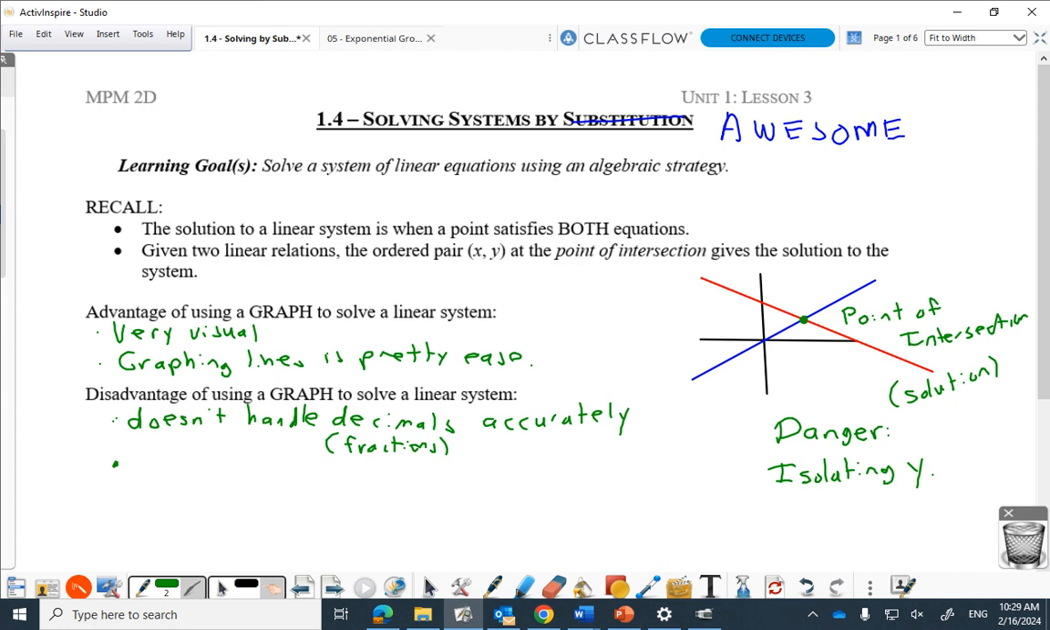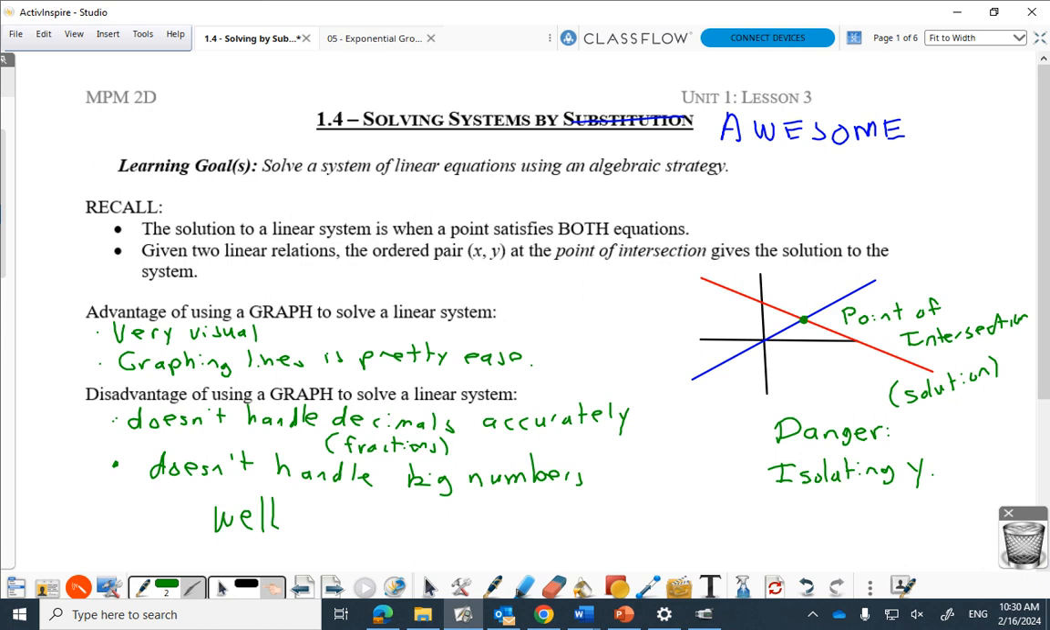What other types of numbers? Big numbers. It doesn't handle big numbers well. Well, okay, maybe you're thinking, as long as we make our scale go up by lots, can't I do big numbers? Yeah, but wow. You're going to have this graph that goes out to 3 million. Maybe it goes from negative 3 million up to positive 3 million. That's going to be a major problem.